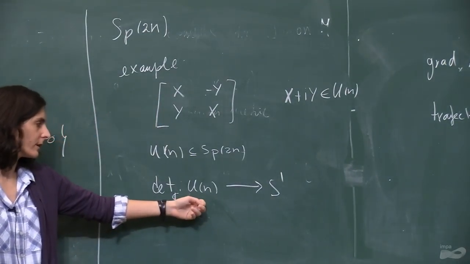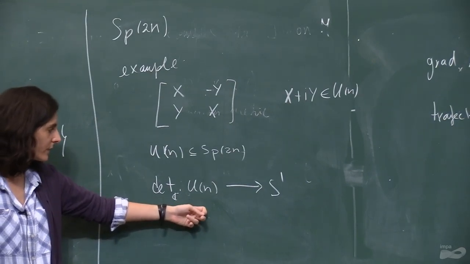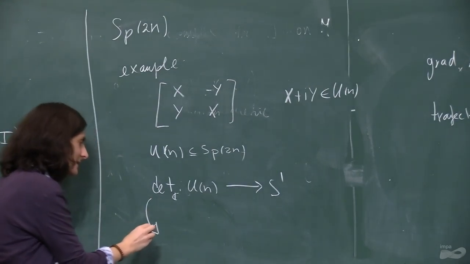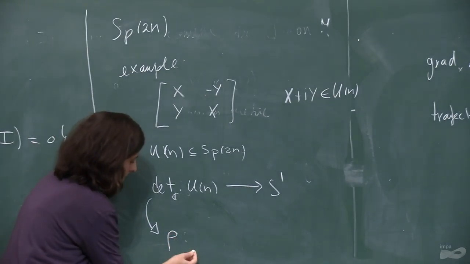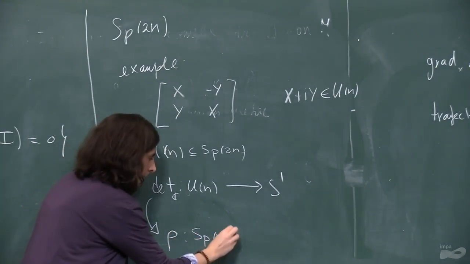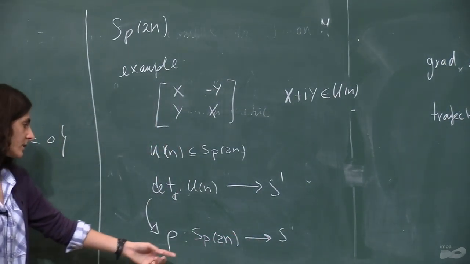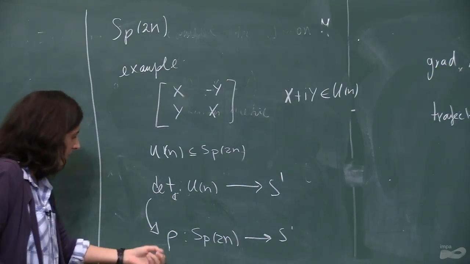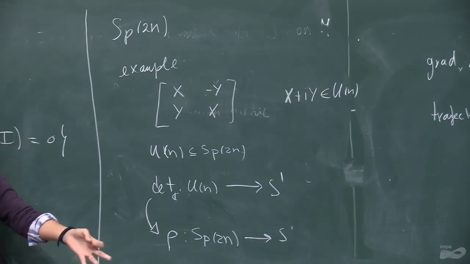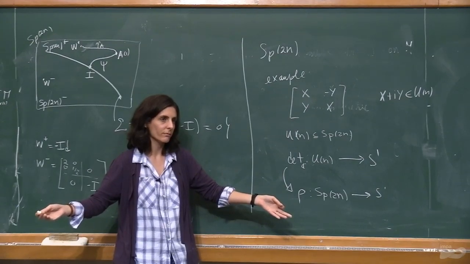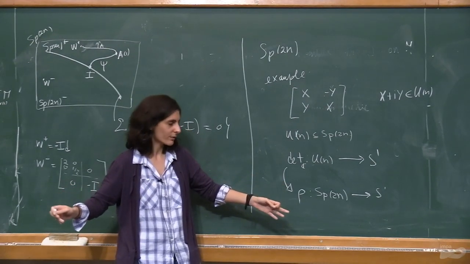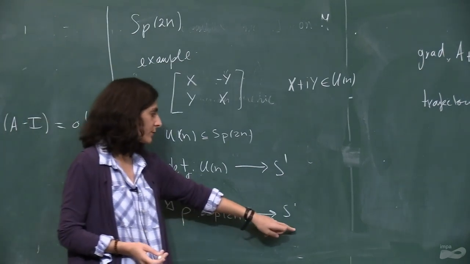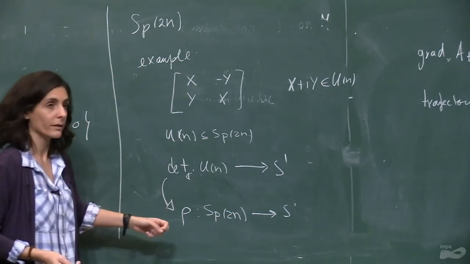Given by the determinant. So for each matrix in U(N), when I compute the determinant, it gives me an element in S1. And there is a way to extend this map to a map on Sp(2N), in such a way that, of course, the restriction is this map. In fact, when I look at the map induced on the fundamental groups, it gives me an isomorphism between the fundamental groups. So pi 1 of this group is isomorphic to Z, the pi 1 of this one. This is induced by this map.